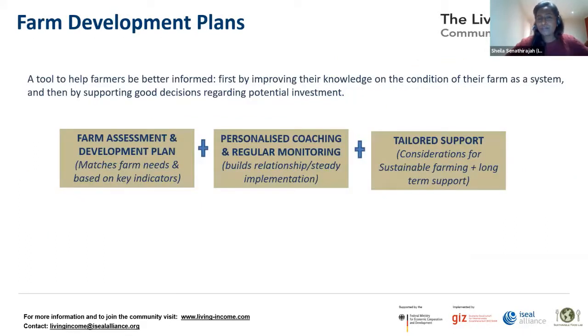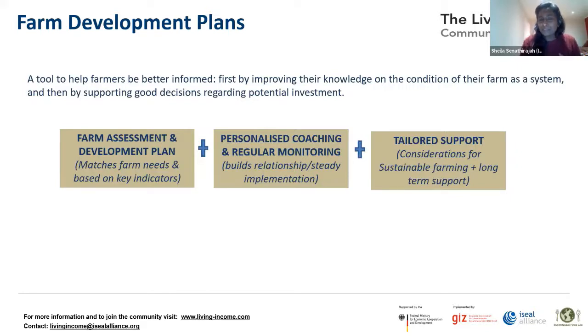So I'm not going to go into what constitutes a farm development plan, because I think Paul has really emphasized that well. And to me, when I look at this term, a farm development plan really is almost a farm management system, because on the one side, we want farmers to have a good understanding of the conditions of their farm. And then we want to complement that with personalized coaching and regular monitoring. But in addition to that, we want to have that tailored support back to the farmers. And if we think about sustainable farming, this is all about soil fertility management, good agricultural practices, as well as things like planting materials and inputs that go into a farm.